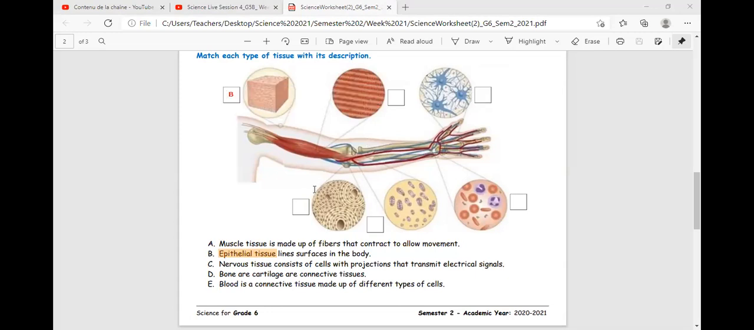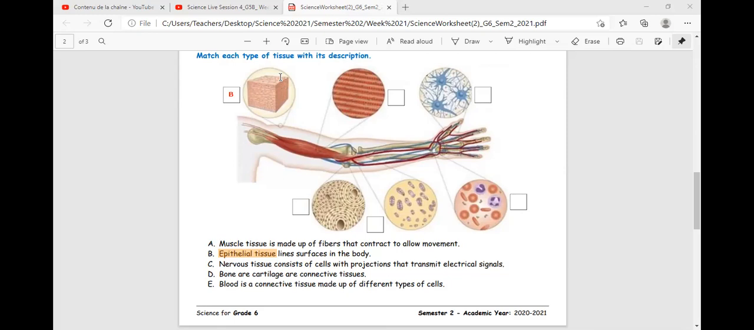What is the job of the skin tissue? To protect the muscle inside. To protect your body, miss. To protect the body. It lines our bodies and it protects the inside.